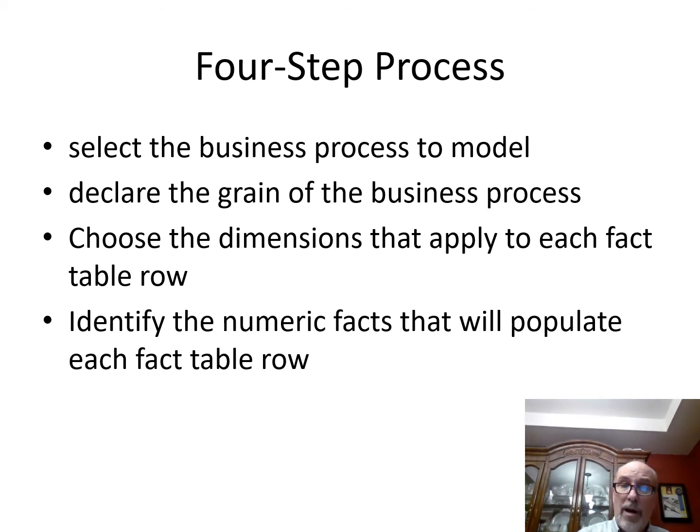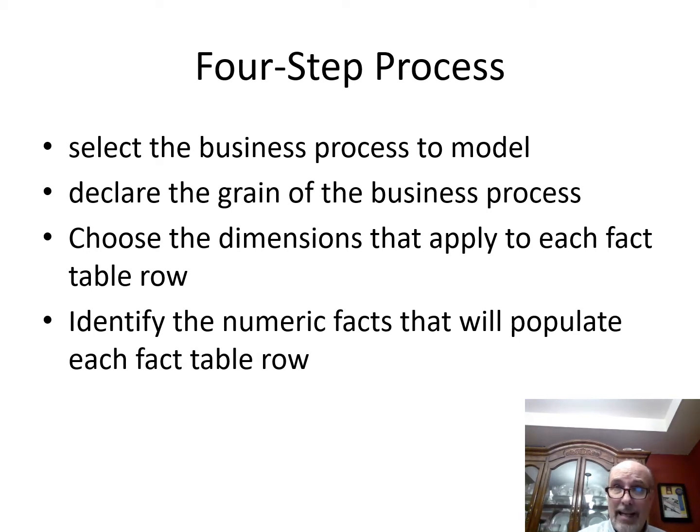Again, the four-step process I mentioned before is you want to select the process that you want to model. You need to declare the grain or the level of detail in the business process you want to capture. Then you want to choose what those dimensions are, and those dimensions are the things that describe the fact in the row. And the fact, as we've mentioned before in the book, is a measure, a measurement, something you can add, subtract, sum up, divide.